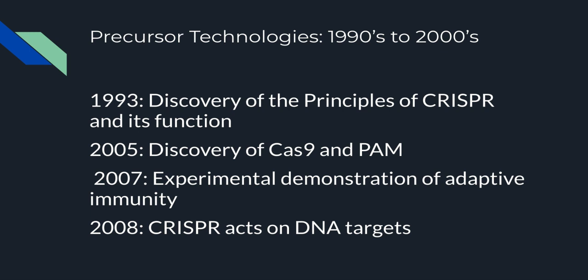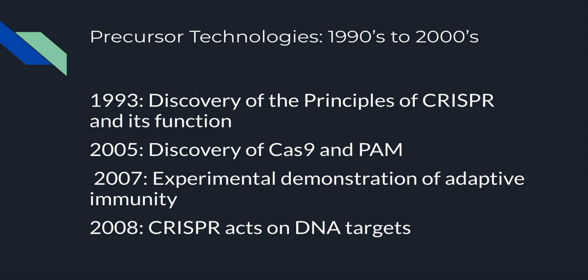Moving on to 2007, a major discovery. This was adaptive immunity, so the application to drugs was by Philippe Horvath. Him and his colleagues showed experimentally that CRISPR systems are indeed an adaptive immune system. They integrate new phage DNA into the CRISPR array, which allows them to fight off the next wave of attacking phage.